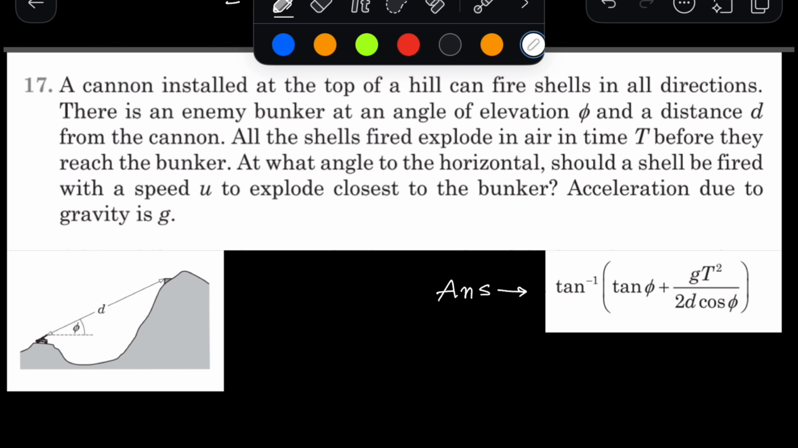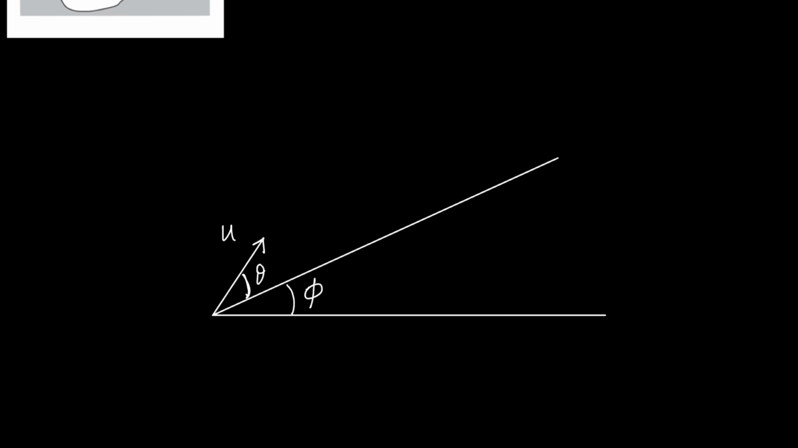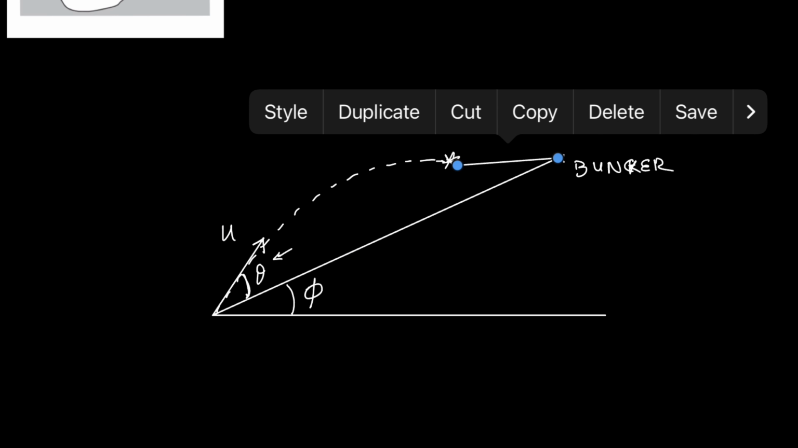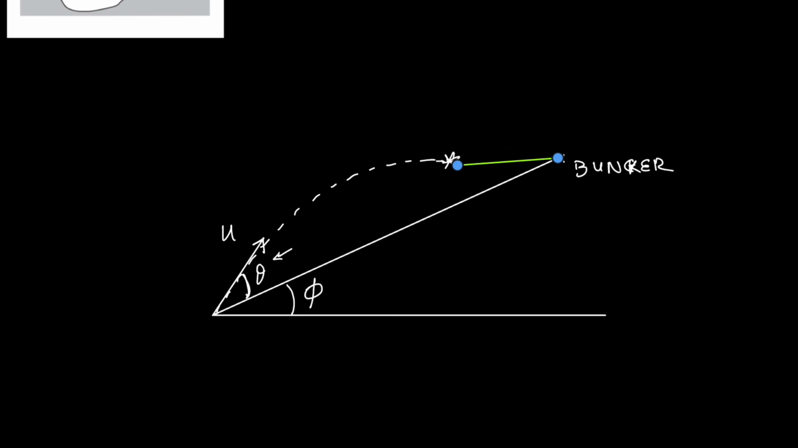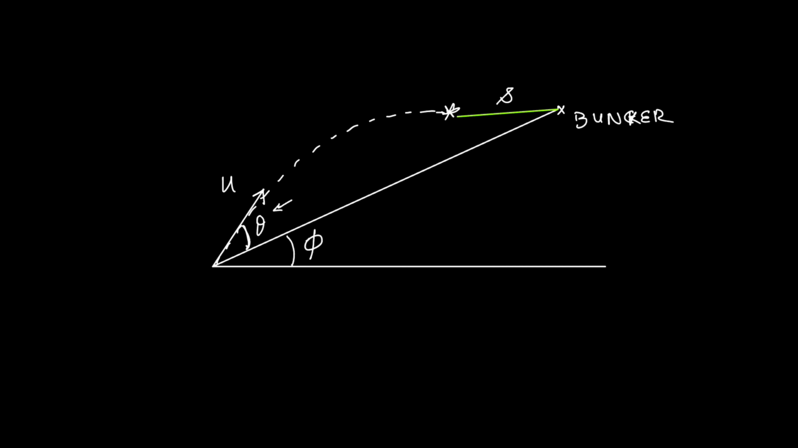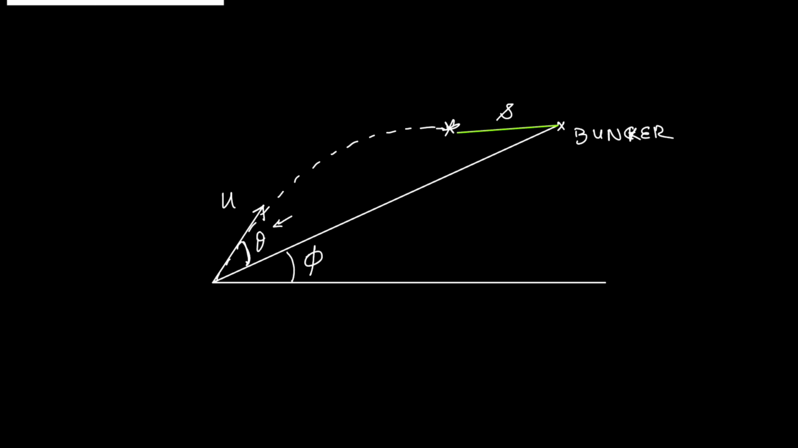So the situation is like this. Suppose at angle theta, its path will be like this. And suppose it explodes here and the bunker is here. We have to find the theta such that this separation between the explosion point and the position of the bunker, let this be s, is minimum. And it's given that the explosion occurs after a time t. So how to solve this?